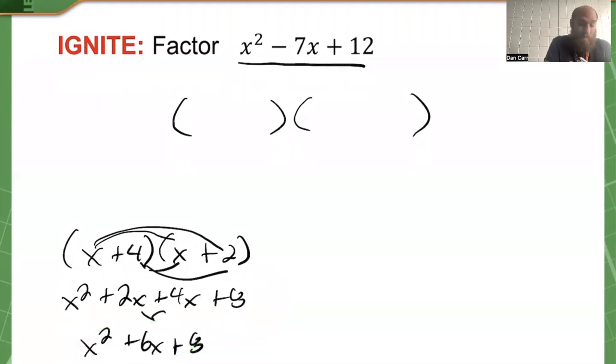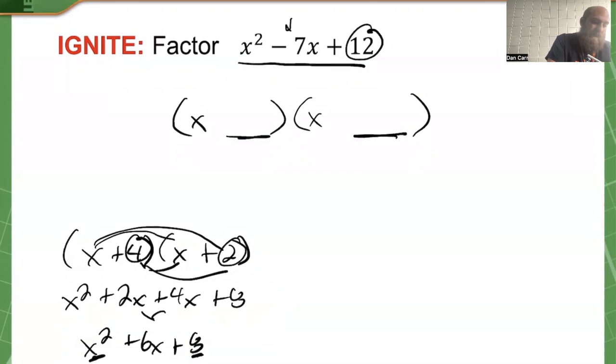So some key things here. The x squared comes from the fact that it has to be x times x. I like to point out the fact that the 8 here came from 2 and 4 multiplied together. So I know that the 12 is what these two numbers have to multiply to. But then the negative 7 in the middle. Well, negative 7, if I look at the 6 down here, that's the fact that 2 and 4 added together gives me 6.